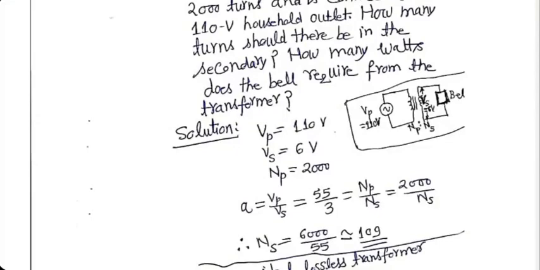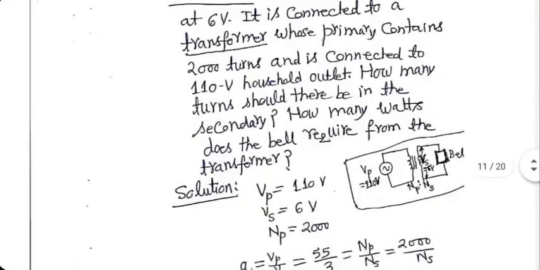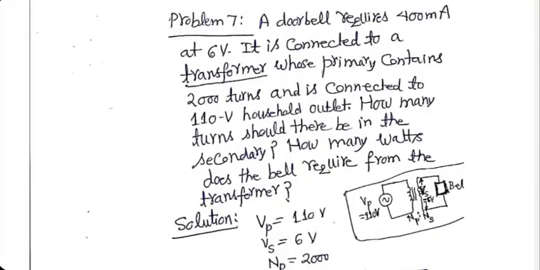So small a is VP divided by VS, which is 110 divided by 6, which is 55 divided by 3. And it is NP by NS. So you solve the equation, you get number of turns in the secondary approximately as 109. Important thing is you should read the problem carefully and probably draw a diagram to conceptualize everything. They don't give you diagrams in these problems, unfortunately.